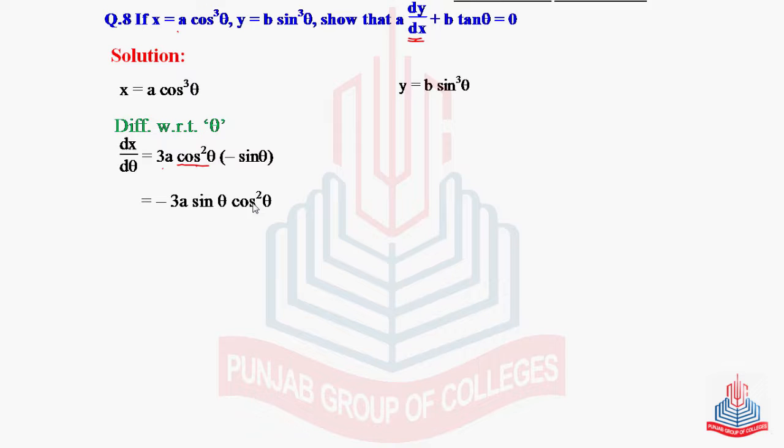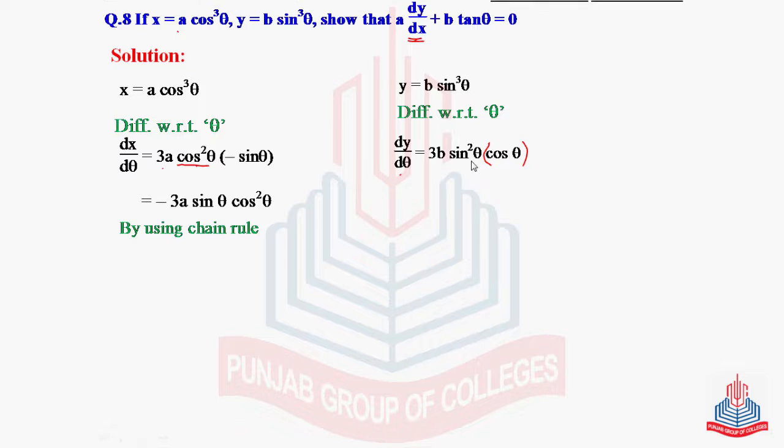And next, y is equal to b sin cube theta. Again a given thing. Now y is also a function of theta, so we differentiate with respect to theta. So dy by d theta is equal to 3 into b. b is the constant term, will remain the same. Using the power rule, 3 sin to the power 3 minus 1, which is 2, and then the derivative of sin theta, which is cos of theta. So dy by d theta is 3b sin square theta cos of theta.